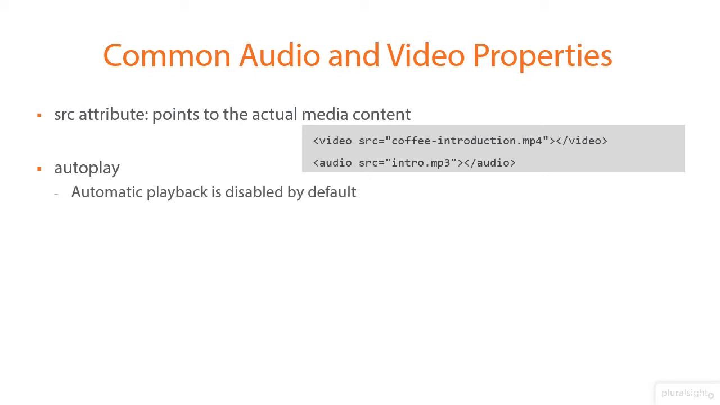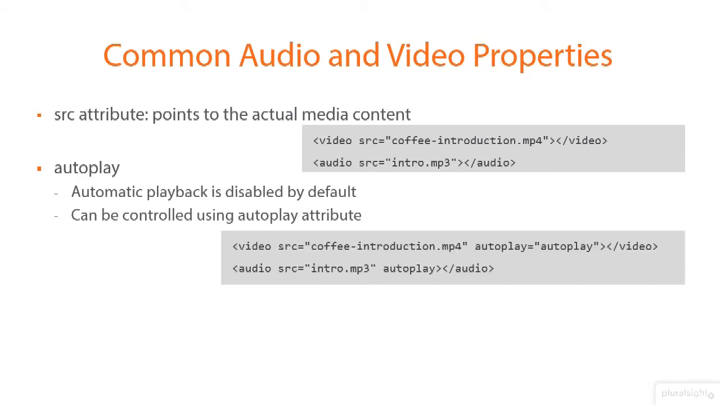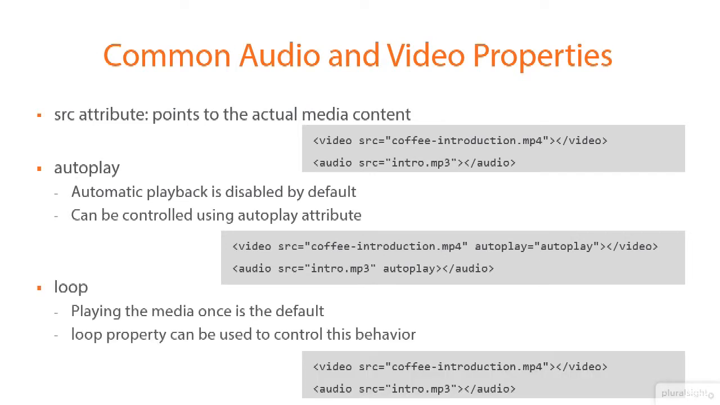The autoplay property allows us to control whether or not the media file should start playback on load of the page or not. By default, this value is false, but we can control this behavior using the autoplay property. Here in the sample code, you can see that we are using autoplay equals autoplay, or simply add autoplay to control this property. By default, the media will only play once, but we can add the loop property on the audio as well as on the video tag.